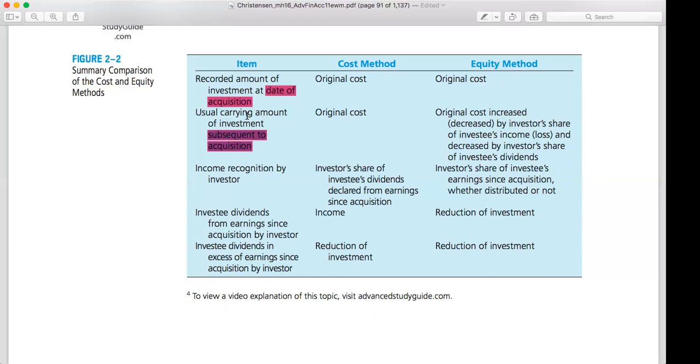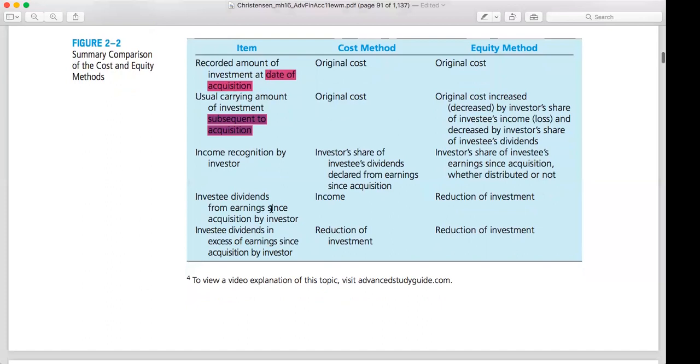So, and also there is the investor's share in there. So what sort of activities are affected by them, related to the income recognition by the investor here, right? So by using the cost method, the investor's share of investee dividends declared from earnings since acquisition. Jadi bagian investor atas dividen investinya itu diumumkan sejak tanggal akuisisinya, gitu ya. And begitu juga dengan equity method since acquisition.